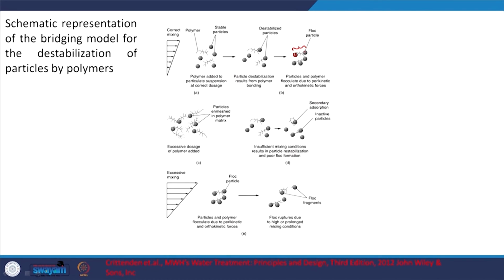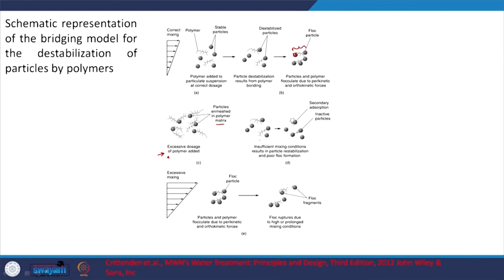Sometimes when you have excess dosing, you are going to have all the sites being taken up on one particle due to a lot of the coagulant or the polymer being added. That is not good, but depending on the type of polymer being added, you can also have enmeshment. But again, this is something that you typically want to avoid, because you added too much.